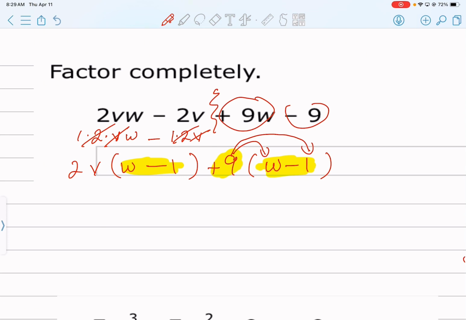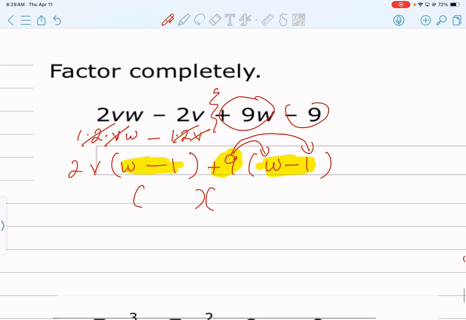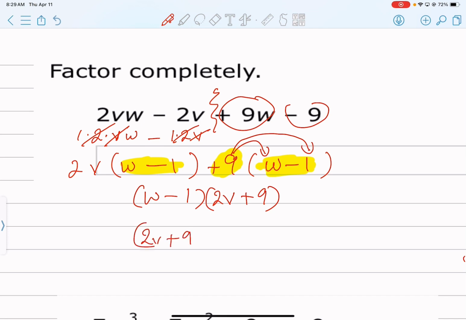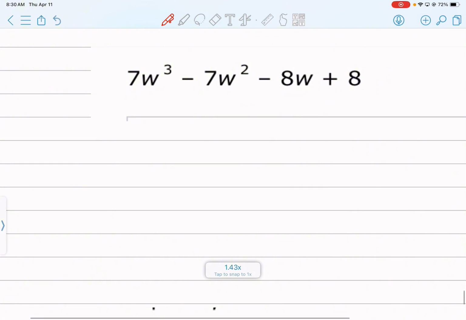Okay, so now what would be my final answer? It would be W minus 1 and 2V plus 9. Or you can write it the other way around: 2V plus 9 and W minus 1. You can write it this way. Either way, you're fine. Same thing.